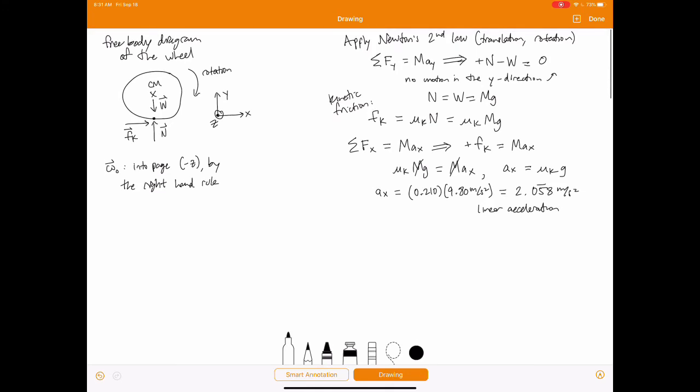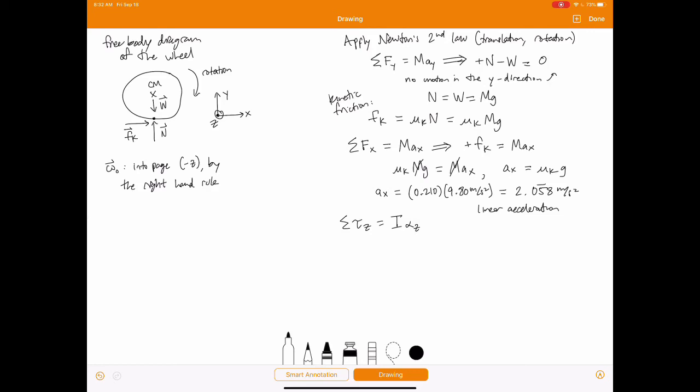So next, let's apply Newton's second law for the rotation of the wheel. And that looks like this. We have the net torque acting on the wheel in the z direction is equal to I times alpha z. And the goal of using this equation is to get the angular acceleration alpha z.